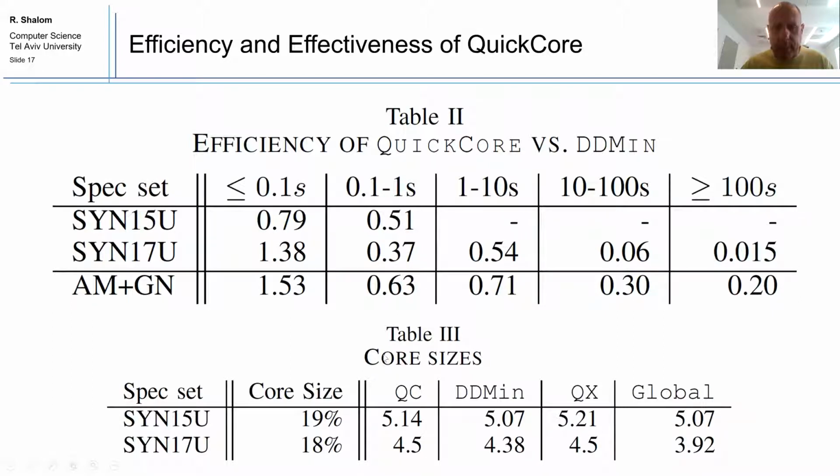The third table shows the core sizes, the localization effectiveness. Here we can see that the core sizes of QuickCore are about a fifth of the original set of guarantees. The averages of QuickCore, delta debugging, and QuickExplain are about the same and close to the global minimum.